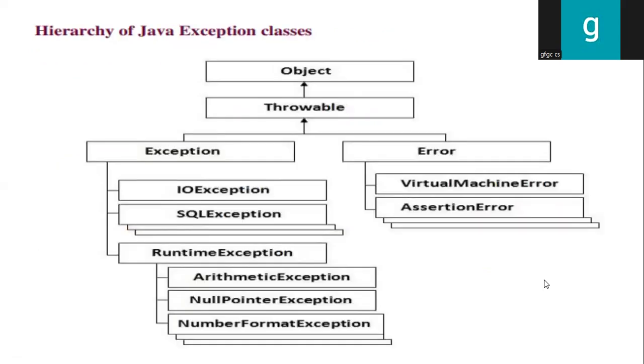Here is the hierarchy of Java exception classes. First, we have to create the exception class object, then extend it with Throwable. Suppose I have created NumberFormatException or NullPointerException; these are runtime exceptions. Then IOException and SQLException are compile time exceptions. The Throwable class is again divided into two types: Exception and Error. Errors are VirtualMachineError and AssertionError. Exceptions are of two types: runtime and compile time. In compile time, there are IOException and SQLException. In runtime, we have ArithmeticException, NullPointerException, and NumberFormatException.